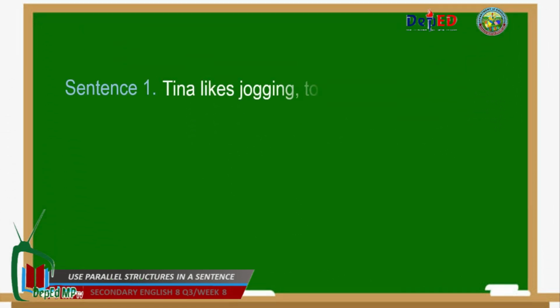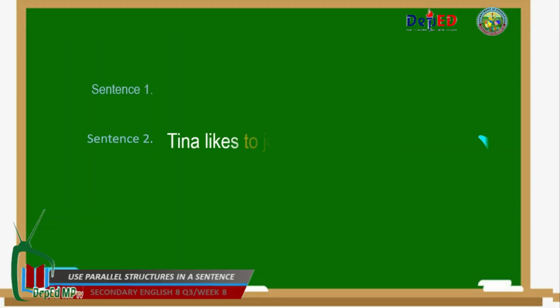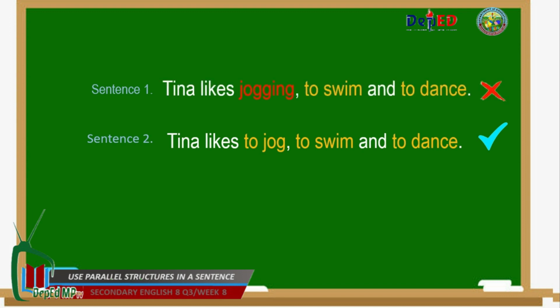Examine the following sentences. Tina likes jogging, to swim, and to dance. Tina likes to jog, to swim, and to dance. Again, sentence 2 is correct because it follows parallel structures. To jog, to swim, and to dance are infinitives, while sentence 1 is a combination of gerund and infinitive. Change jogging to jog to make it the same pattern with to swim and to dance.